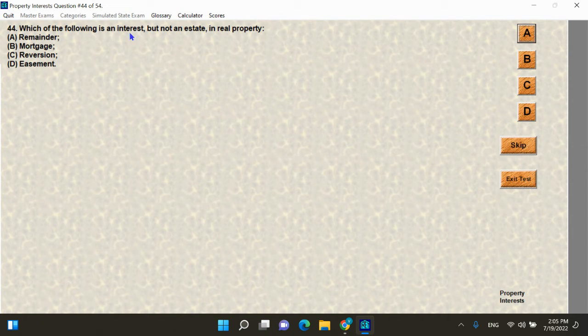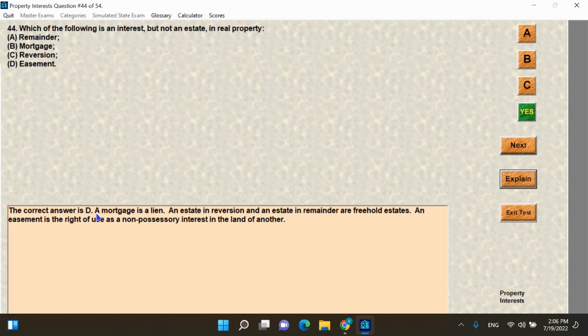44. Which of the following is an interest but not an estate in real property? A. Remainder. B. Mortgage. C. Reversion. D. Easement. The correct answer is D, an easement. The explanation is a mortgage is a lien, an estate in reversion and an estate in remainder are freehold estates. An easement is the right of use as a non-possessory interest in the land of another.